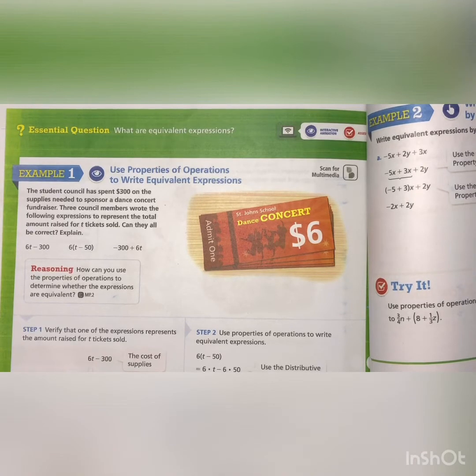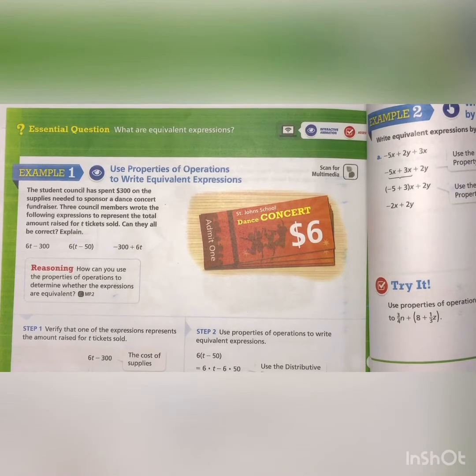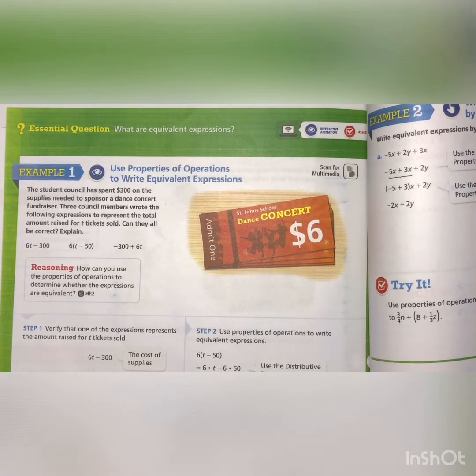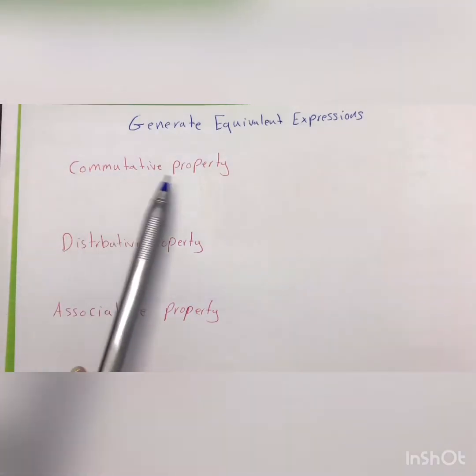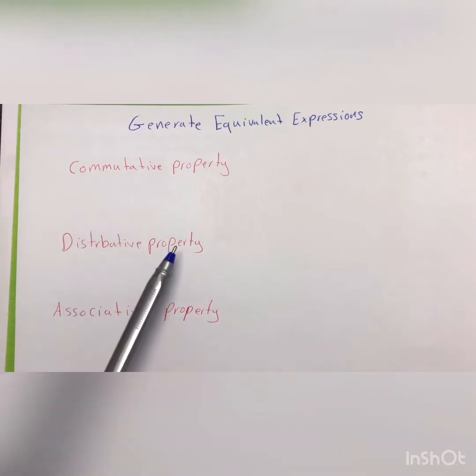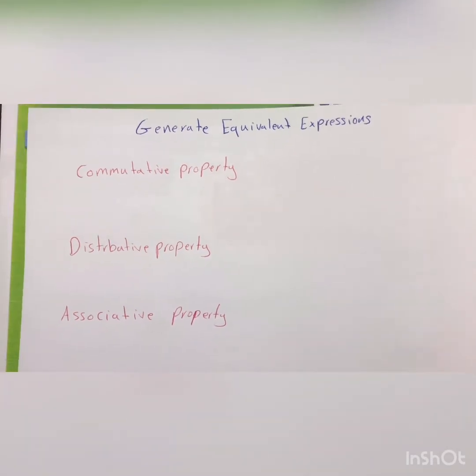At first, you should know the names of the properties. We have three properties. I will write the names of the properties to know more about them: commutative property, distributive property, associative property. Okay, we should know what the commutative property, distributive property, and associative property look like.